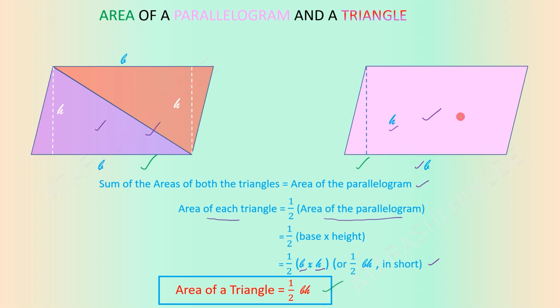That is, the formula for finding the area of a parallelogram is B into H, and that of a triangle is half BH. Hope it is clear to you.